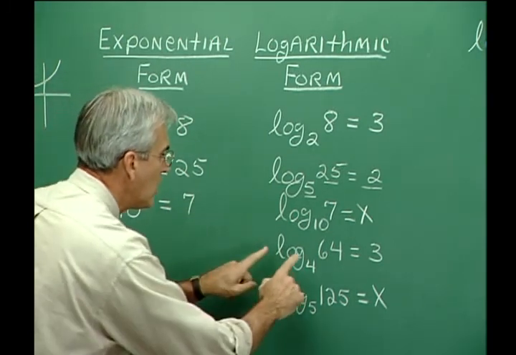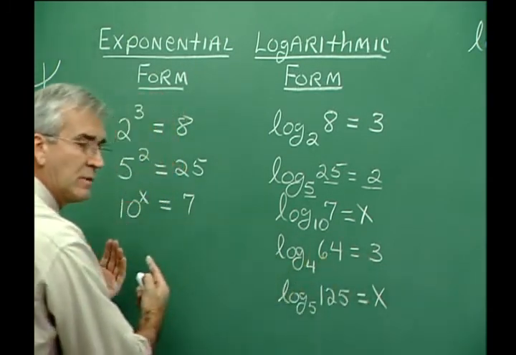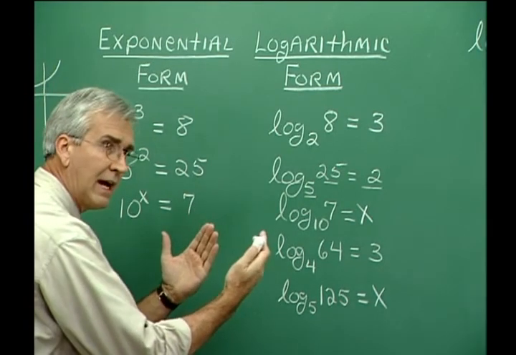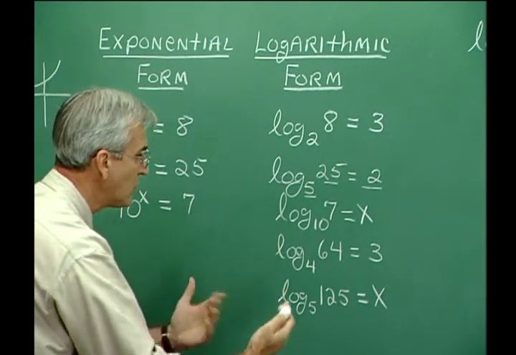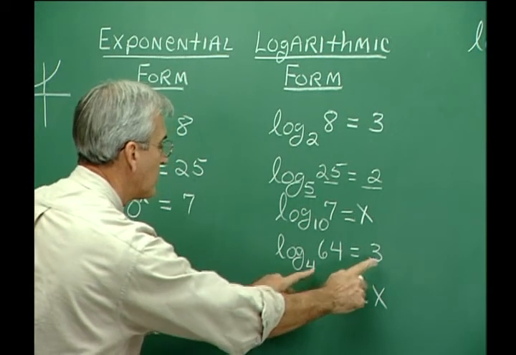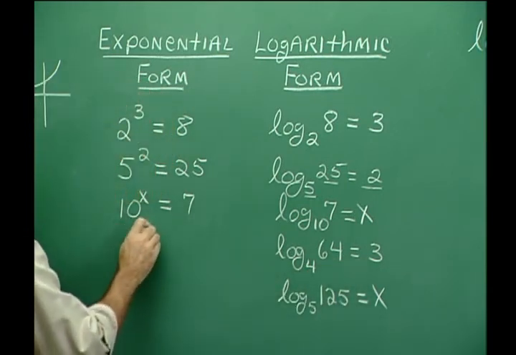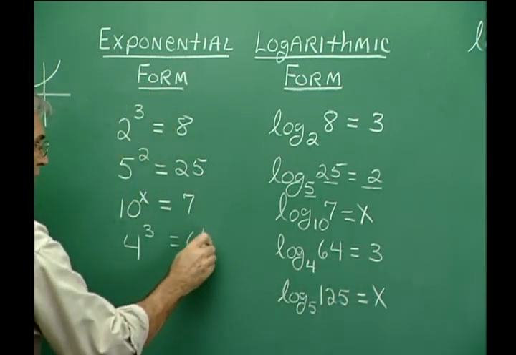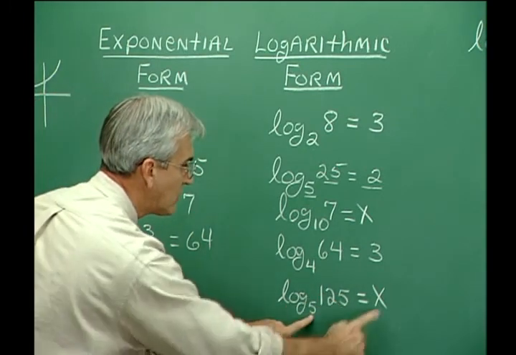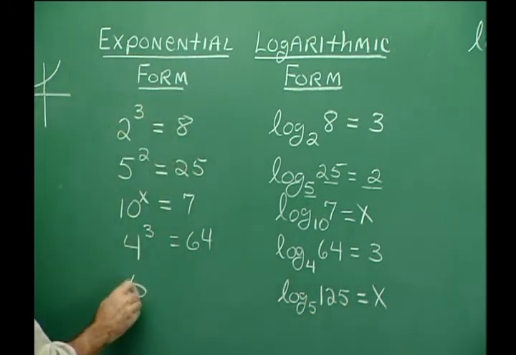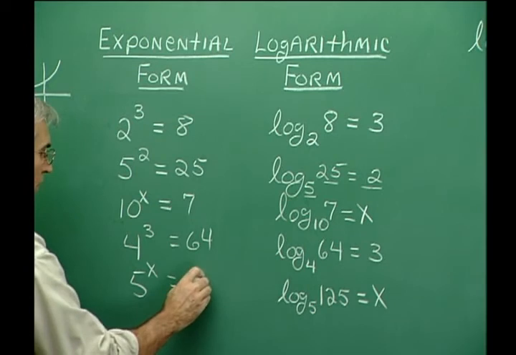Let's go the other way. From log form to exponential form, just identify the base and exponent relationship. So we have 4 to the third power is equal to 64. And for this one, base and exponent, so 5 to the x power is equal to 125.